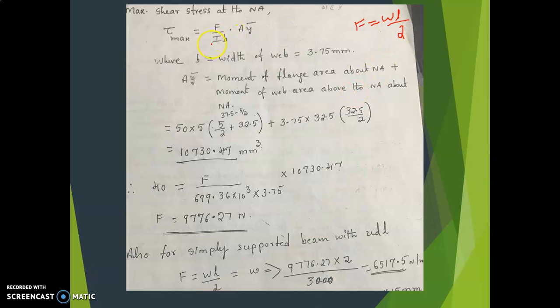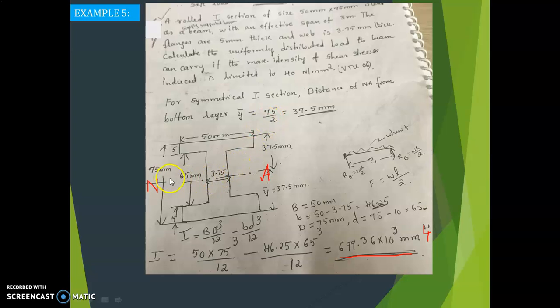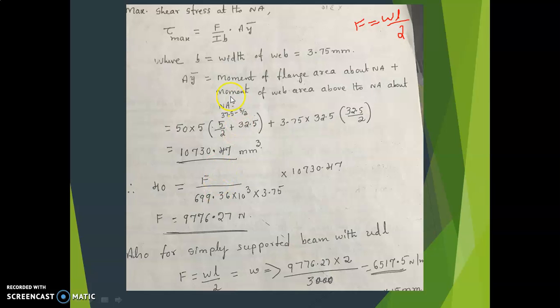Now, I already calculated. B is the width of the web, because the neutral axis passes through the web. So the width of the web you have to consider, that is 3.75 mm. The neutral axis is here, so you have to consider this width, that is 3.75. Now, F we know, I we know, B we know. What is this A y bar?